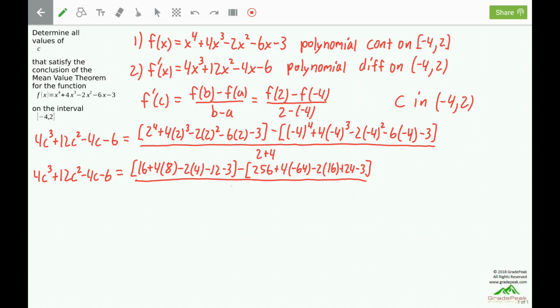All of this divided by 2 plus 4, which is a 6. So this equals 16 plus 4 times 8, which is a 32, minus 2 times a 4 is a minus 8, and then minus 12 minus 3 is a minus 15, minus 256, a positive 4 times a negative 64 is a negative 256, a minus 2 times a 16 is a minus 32, and then a 24 minus a 3 is a positive 21. All this divided by 6.